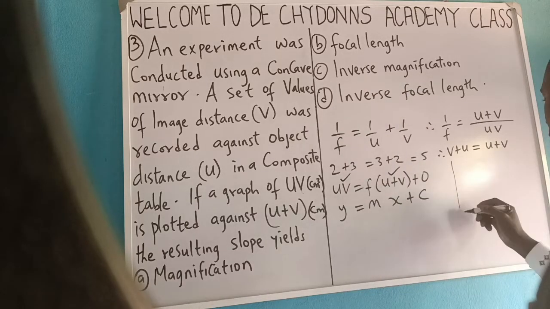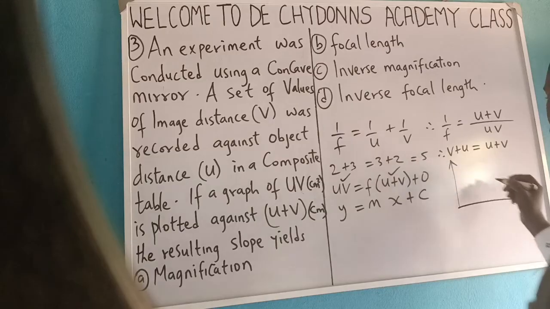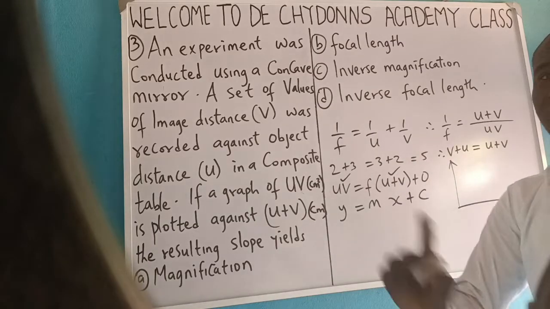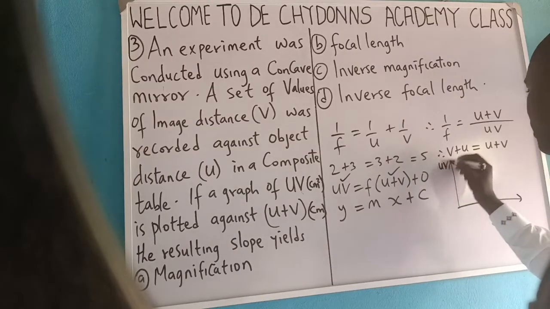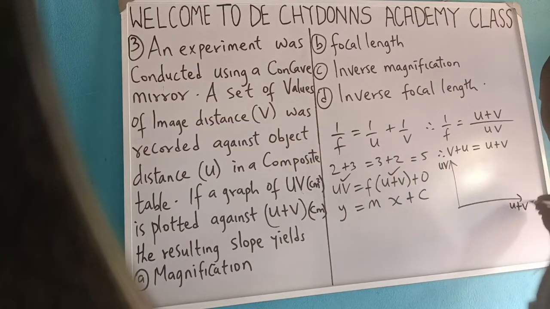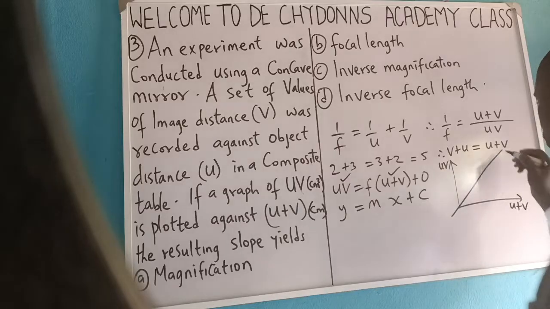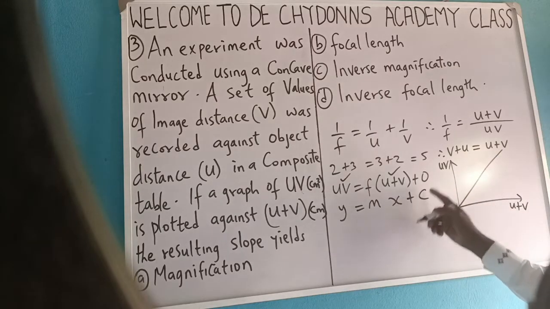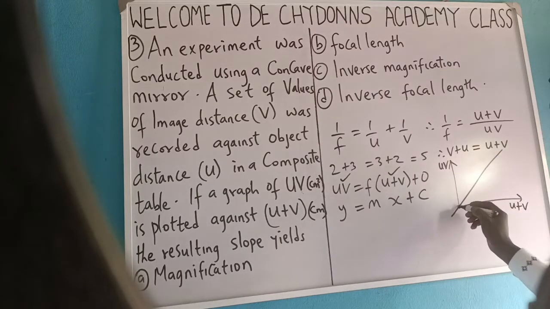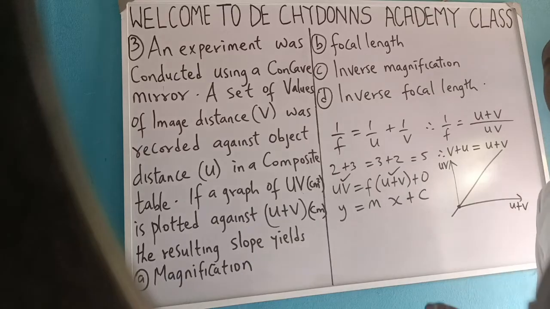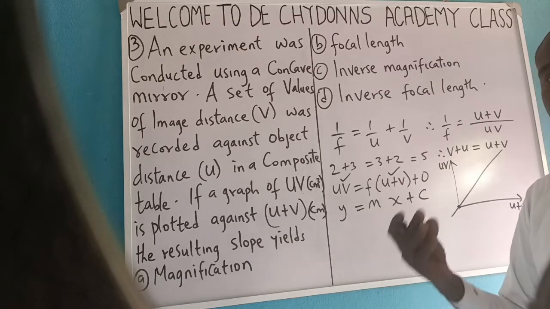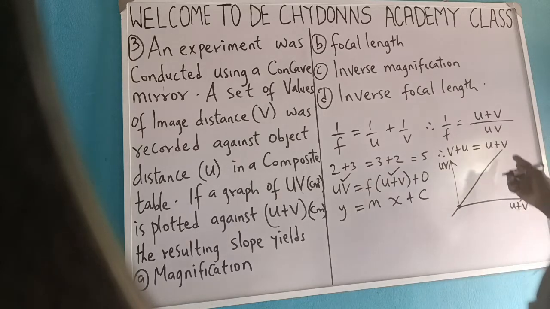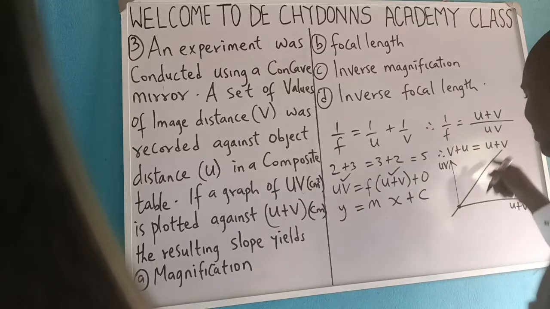That means if I plot UV against U plus V, and I conduct this experiment well without encountering any error at all, it will pass through the origin. That is what it means by C being 0. It should pass through the origin. But because of the small errors we can encounter as imperfect human beings, it may not necessarily pass through the origin.